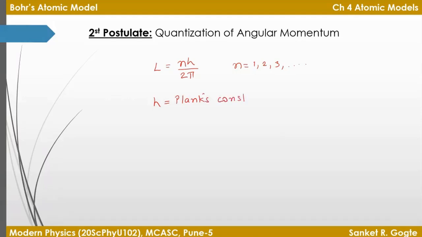And what is it equal to? What is the value? Never mention a physical quantity without its unit. What is the unit? It is joule-second. So we are writing this in SI units. So this is Planck's constant.